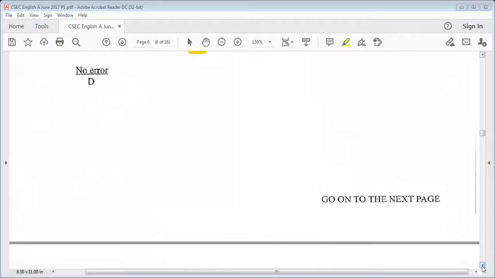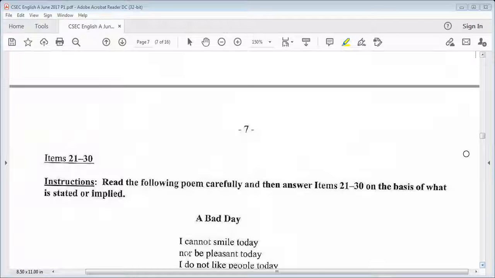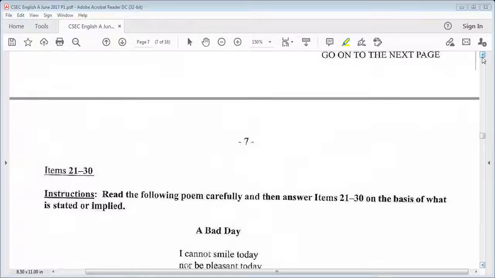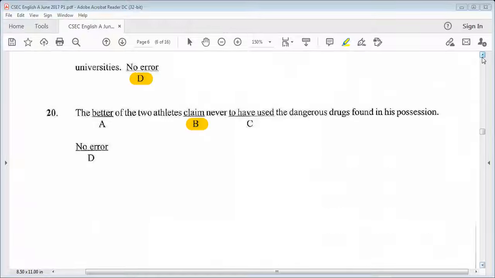So we're going to stop right here for part 1. We have completed the discrete items. So be sure to stay tuned for part 2.